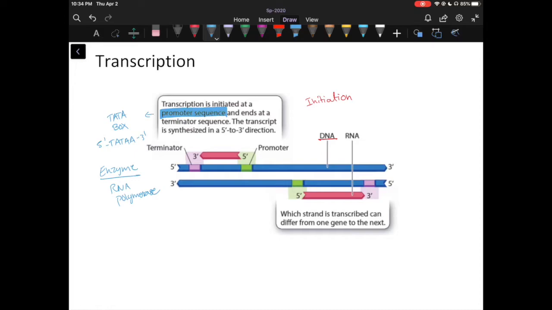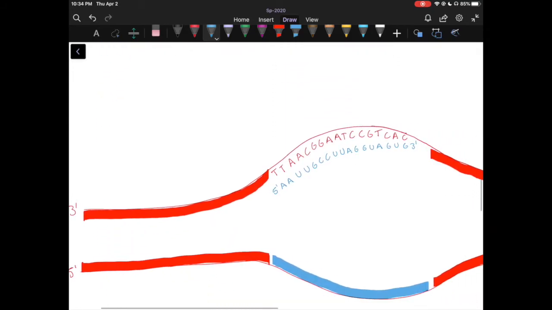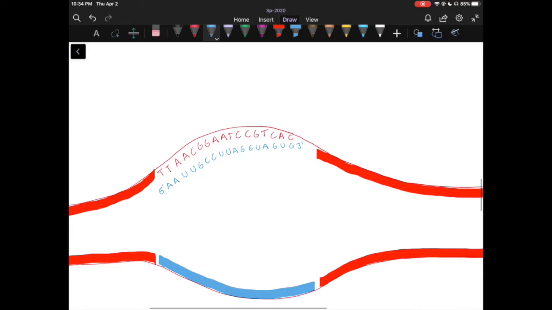Okay, so once we've initiated our transcription, we have to elongate our RNA strands. So right here, we'll take a closer look at that. In the red, we have our DNA, and then here in the blue is our RNA. And notice that for RNA, we are always adding nucleotides to the 3' end.